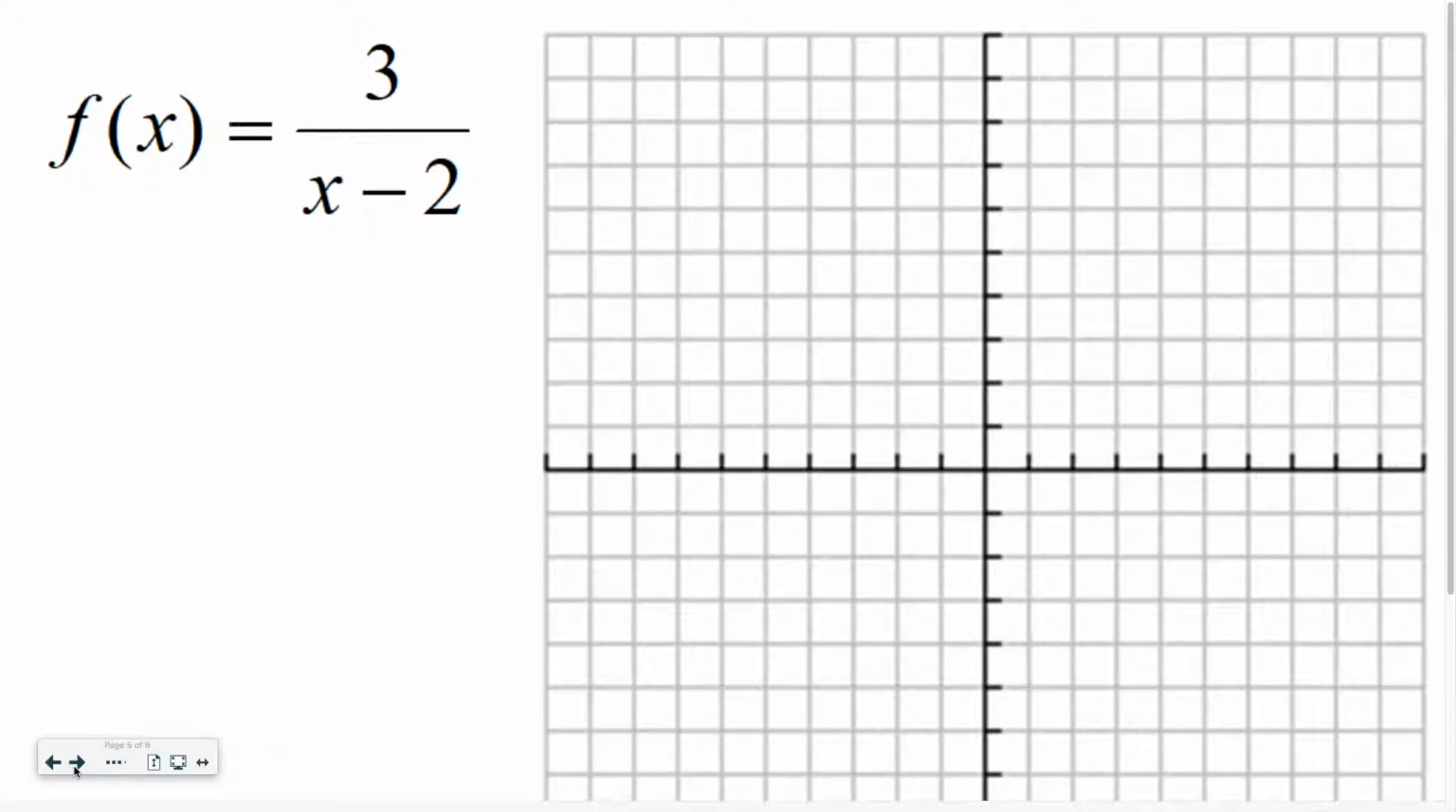Can we simplify that at all? No. All right. Good. Then all we have to worry about is identifying asymptotes. I'm going to label VA, vertical asymptote. Braden, what makes our denominator 0? 2. All right. So x equals 2 is our vertical asymptote.